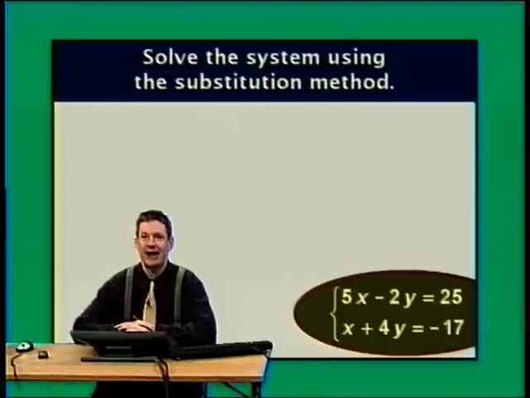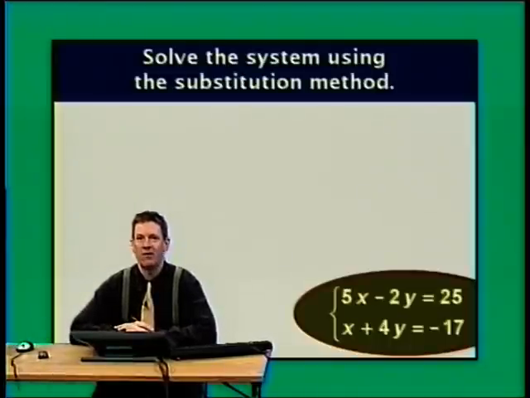The first decision that I need to make is, I need to solve one of these two equations for one of the variables in the equation. There's four correct choices. However, one of the choices is definitely easier than the other three, and that would be to solve the second equation for x, because if I solve either the first equation for x or y, or the second equation for y, I'm going to introduce unnecessary fractions into the solution process.